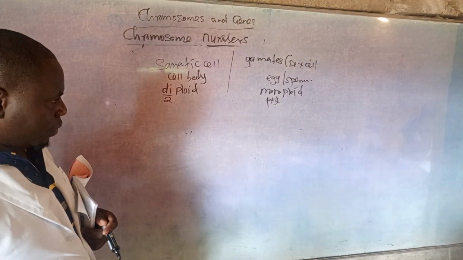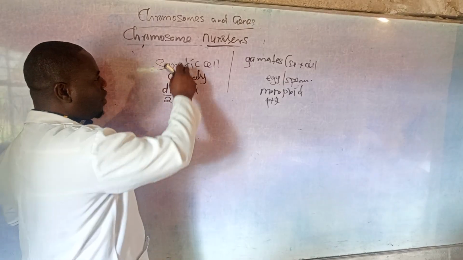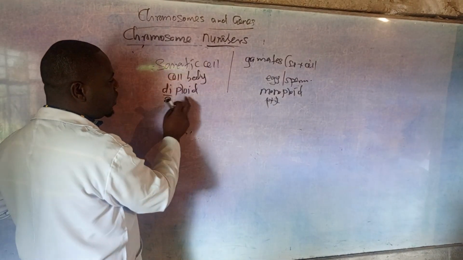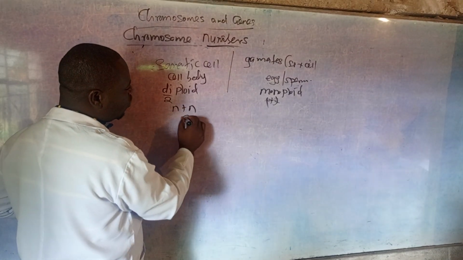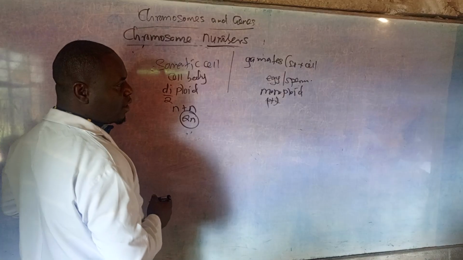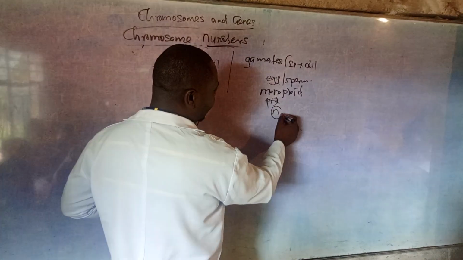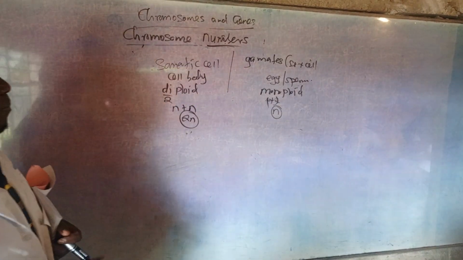So the somatic cell has the diploid number, which is two, n plus n, which is 2n. The gamete number is just n.